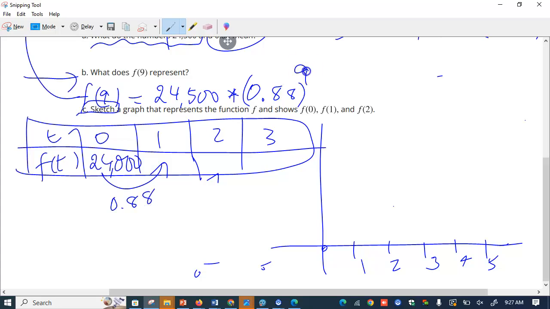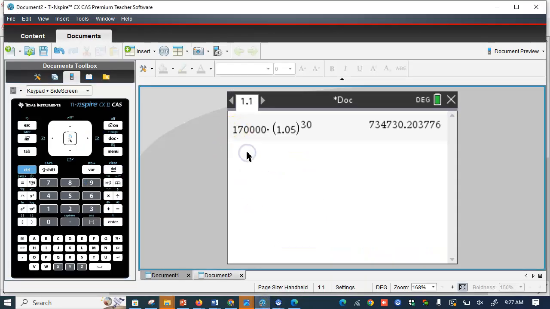So in the equation, if I want to find the value of the car, I have to use the calculator. Now if I use my calculator right here, it is 24,000 multiplied by 0.88 and then raised to the power 1. So the answer becomes 21,000.